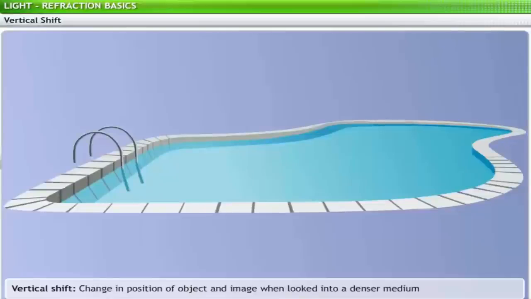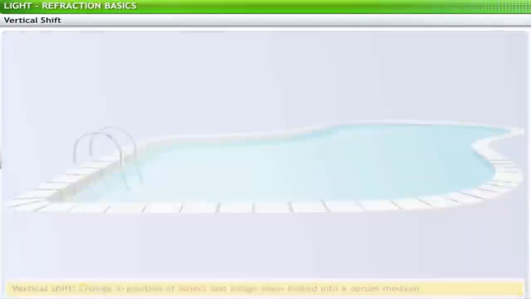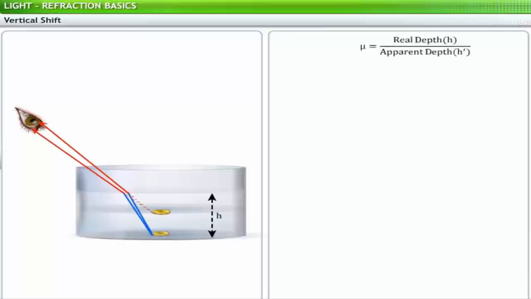Besides lateral shifts, you can observe vertical shifts because of refraction of light. For example, when you look into a swimming pool, you generally feel it looks shallower than it really is. This is caused by a vertical shift in the rays refracted when changing media between air and water. You can verify the phenomenon of vertical shifts through an experiment. Put a coin at the bottom of the trough containing water to a depth h. When viewed from above, the bottom of the trough and the coin appear to be raised. This change in the perceived depth of an object in a denser medium as observed from a rarer medium is known as vertical shift.